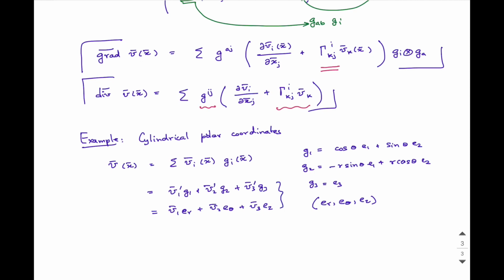So it follows from a straightforward comparison that V1 bar equals V1 bar dashed. Now e_theta is nothing but g2 divided by r, so immediately that tells you that V2 bar is the same as V2 bar dashed divided by r, and V3 bar is the same as V3 bar dashed. This follows by direct comparison.